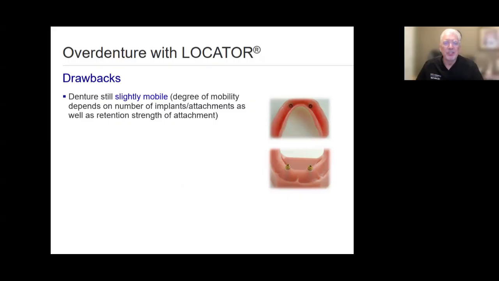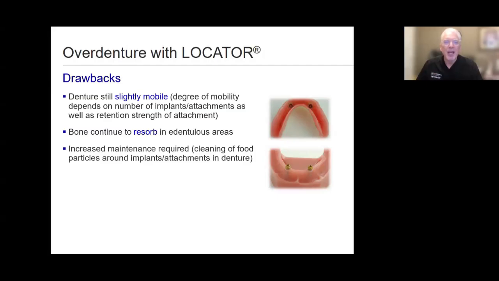So there are some drawbacks with it. It's still going to have some slight mobility, so make sure they're aware of that. You don't want to hide that, because it's going to come back and bite you, no pun intended. Bone will continue to resorb. These dentures will still need to be relined, because when the function loads are applied, the denture has that movement that goes onto the edentulous ridges, and so it does still cause bone resorption, but at a much lower pace than a normal denture. So there will be a need for relining down the road at some point.